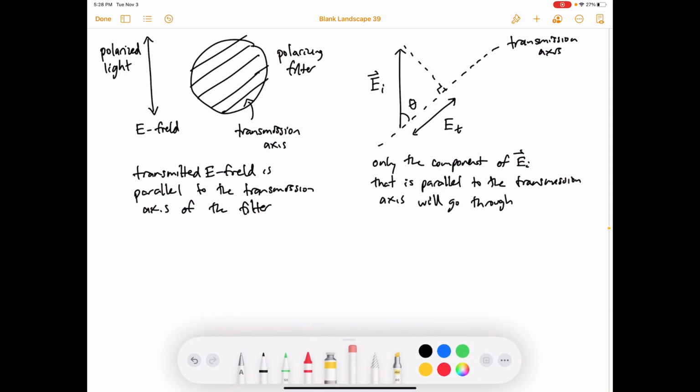Okay, now what is E_T in the first place? Well, E_T is just E_I, which is the hypotenuse of this triangle right here, times cosine of theta. Okay? Just doing a little trig, we see that E_T is equal to E_I cosine of theta.